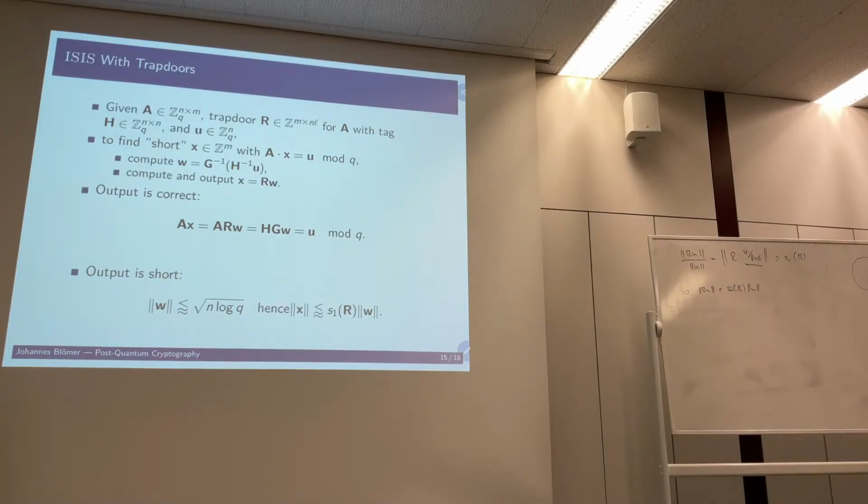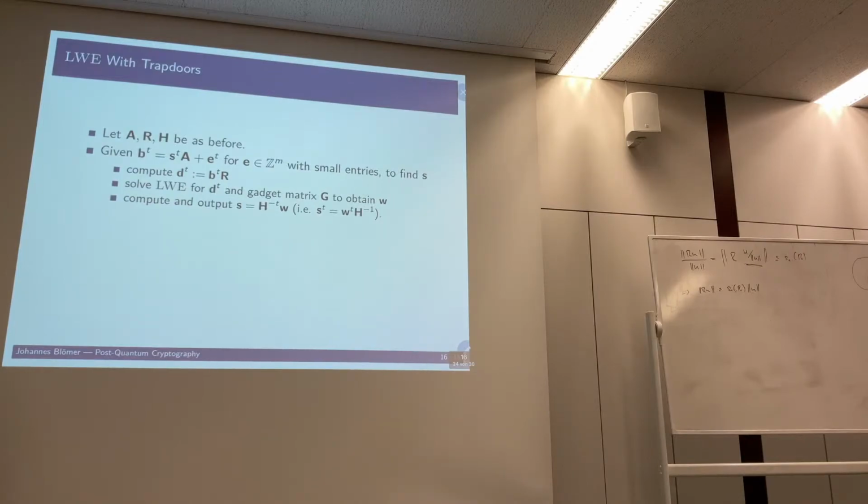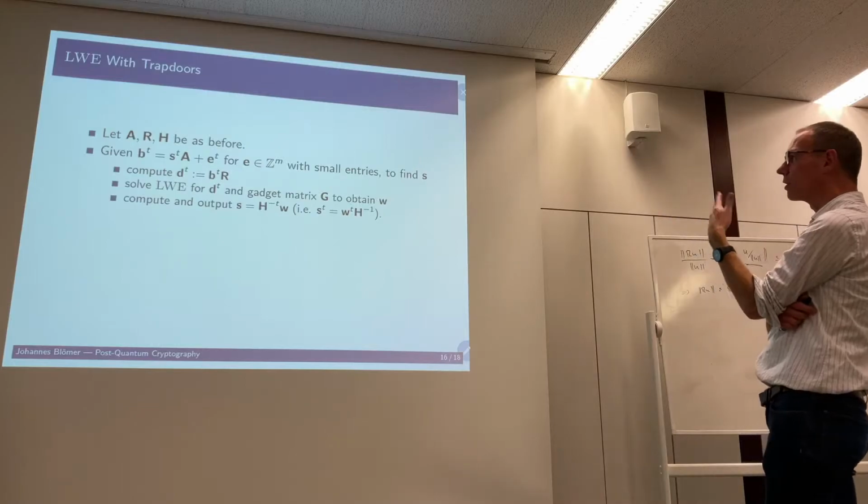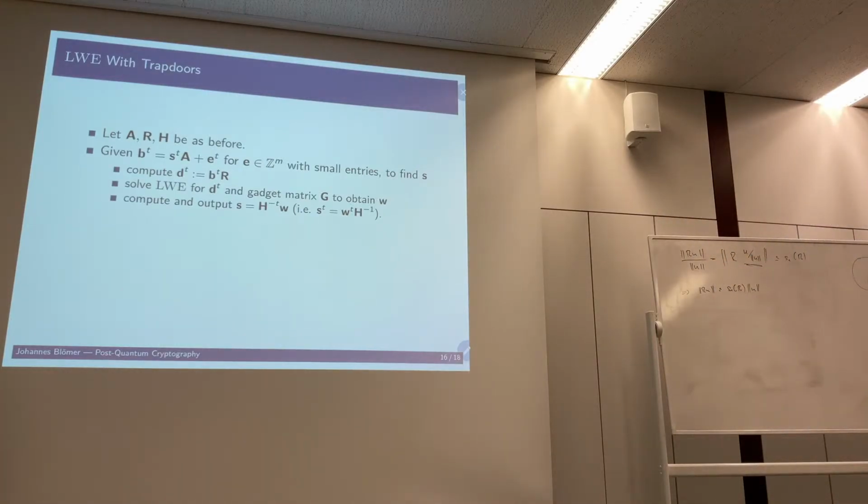Okay. So that was ISIS, the inhomogeneous short integer solutions. Now let's go to LWE with trapdoors. And here we have A, R, and H as before. G is always fixed. And given now we have B transpose, S transpose times A plus E transpose for some E with small entries, we need to find S.